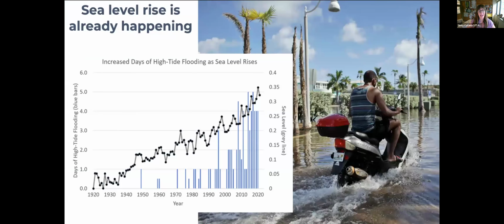I have some standard boilerplate language in here about why we're motivated to learn this stuff, and I'll go quickly through it. Sea level rise is already happening, and we can see that from data showing flooding on sunny days on the eastern seaboard of the United States. These are the number of days with flooding events simply because the sea level baseline is rising, and this is becoming more and more of a nuisance.